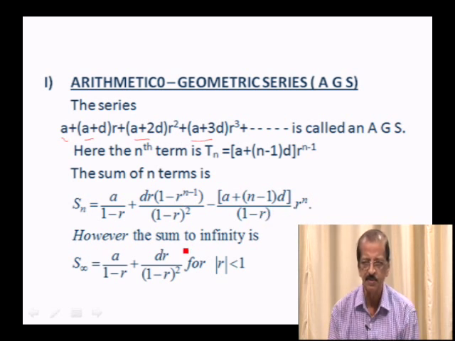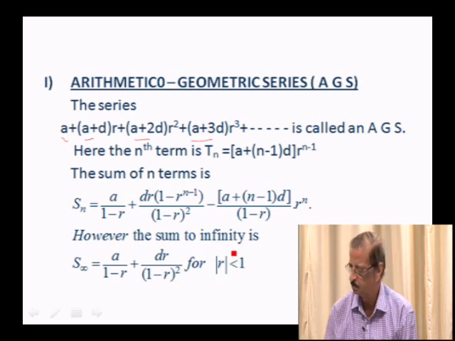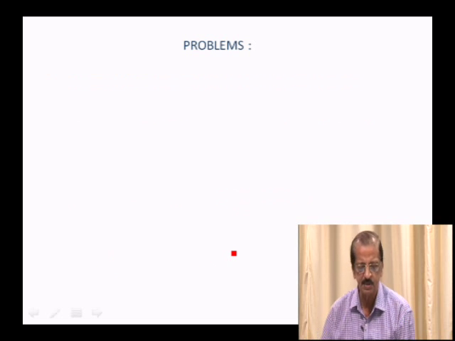However, for the sum to infinity, we will be using this formula, S infinity is equal to a over 1 minus r plus dr over 1 minus r whole square for mod r less than 1. So, let us use this in problems.